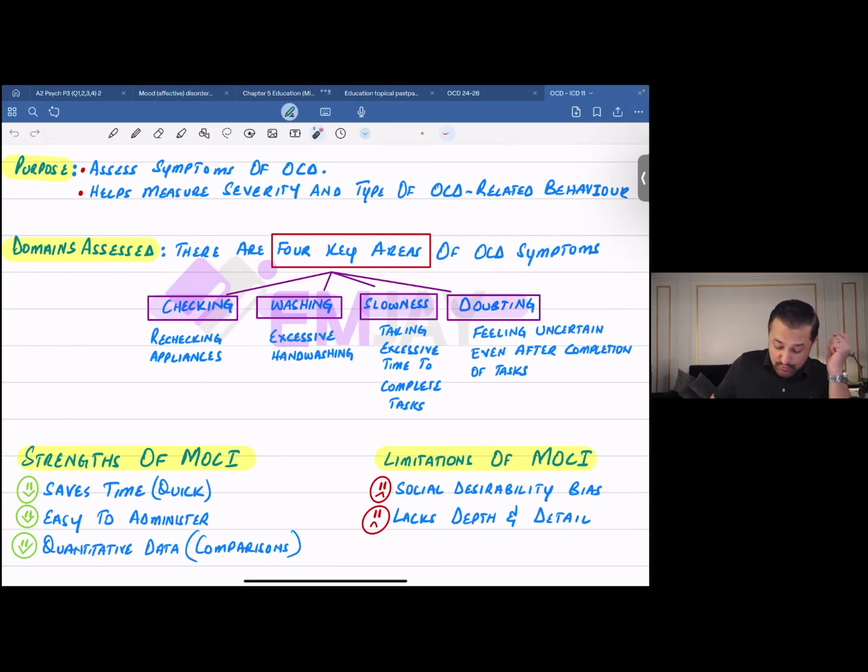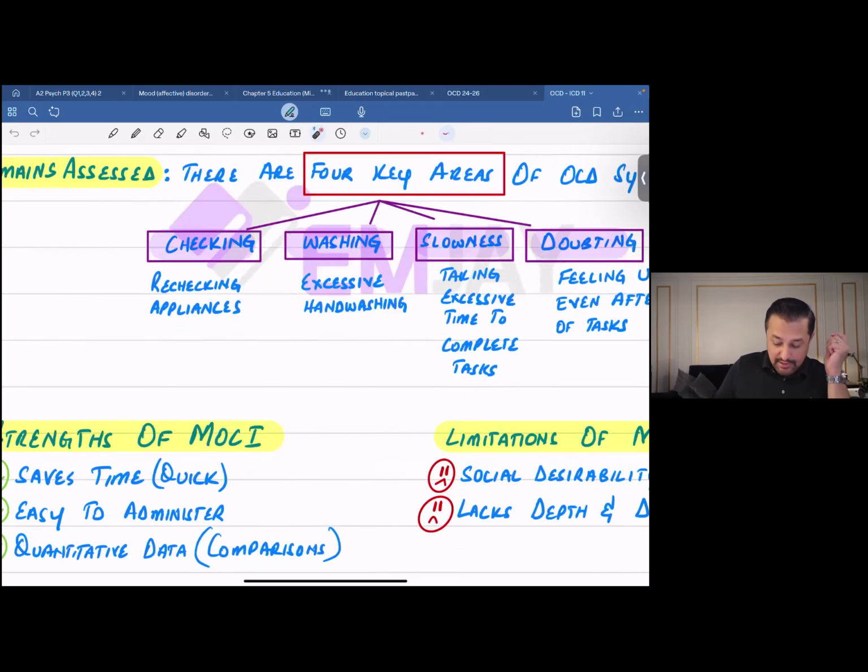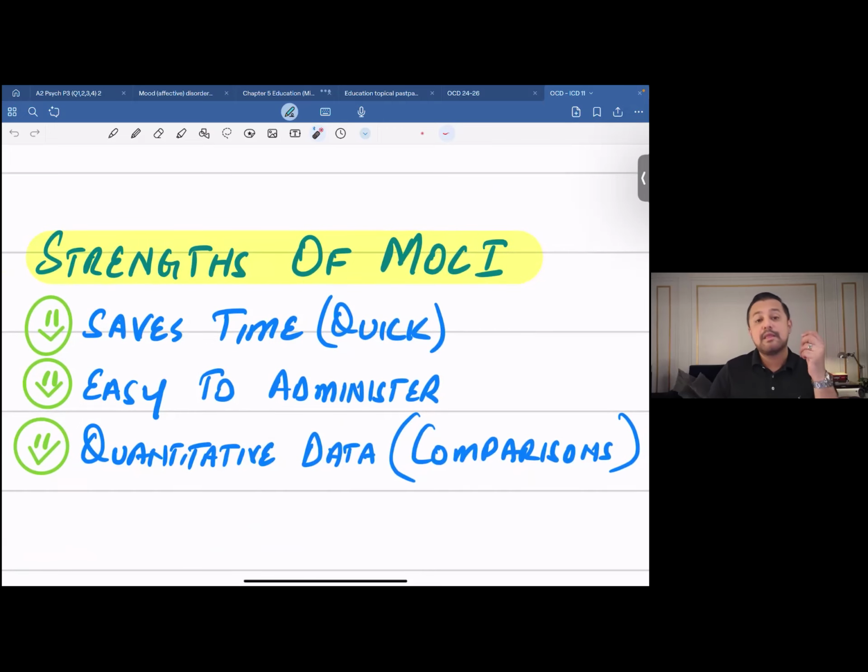If we quickly move on towards the strengths of MOCI and then the limitations, because they're just 30 statements, in fact, it's very time saving. It's quick. If it's quick, more people would show readiness towards answering questions. And like we discussed earlier, it doesn't take more than 5 minutes. It is quick, it is easier to administer, and because you're collecting quantitative data, your comparisons always get easier.